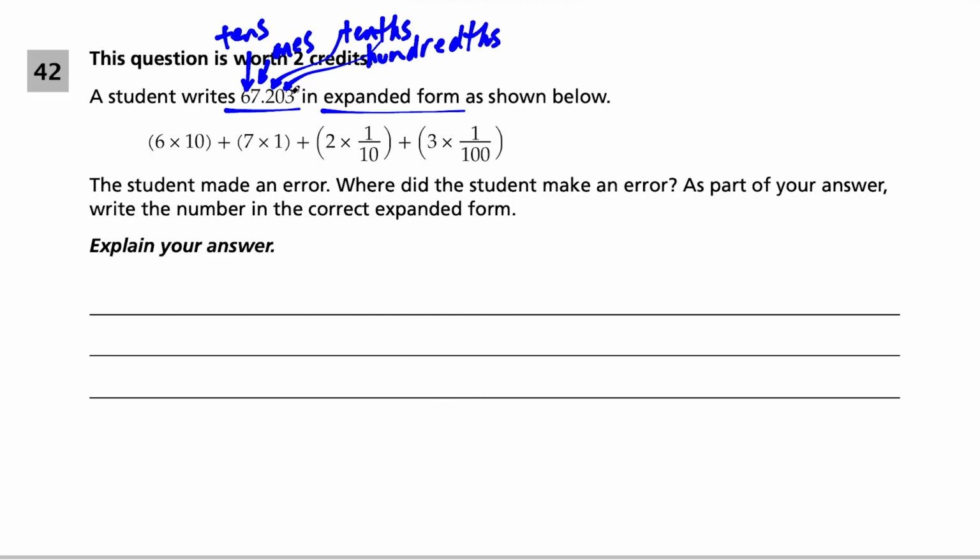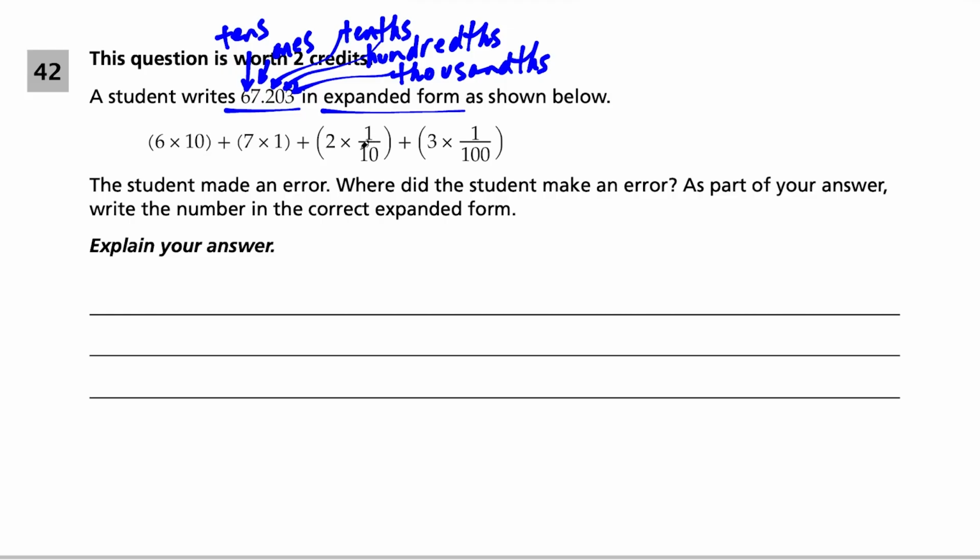So this is a little bit tricky to spell and say. And then last we have the thousandths place. Okay. So if I look at these numbers, 6 is in the tens place. So notice we get 6 times 10, which makes sense. 7 is in the ones place. So we get plus 7 times 1. That also makes sense. Then we have 2 is in the tenths place. So we multiply 2 by 1/10.